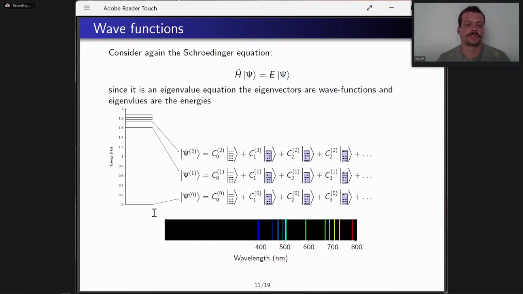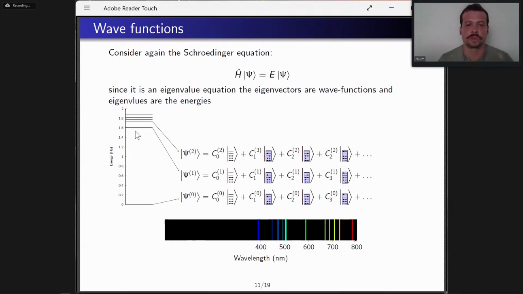So let's consider it again. If we solve this eigenvalue problem, the eigenvectors of this solution will be the different wave functions, and the eigenvalues will be the energies. In this example, I'm showing that when I solve this, the first eigenvector will be the ground state wave function, and its eigenvalue will be the ground state energy. The first excited wave function is over here, and the energy associated with this wave function will be the second energy, and so on and so forth.